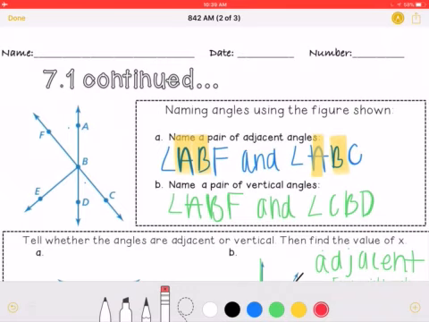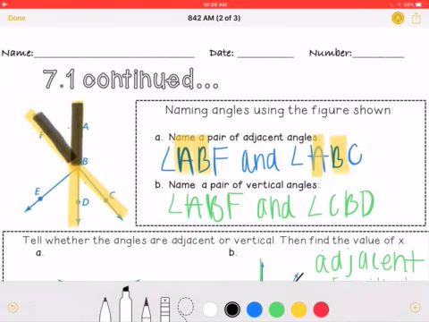an angle out. Next, I wanted to name a pair of vertical angles. Now remember, vertical angles are angles that are formed by two intersecting lines. So I'm looking at those intersecting lines and I'm looking at what angles are across from one another. So again, I chose angle ABF to start. Now what angle is right across and they're only sharing a vertex? That would be angle DBC or CBD. Either way you say it or write it is fine.